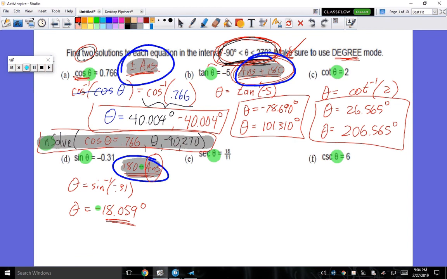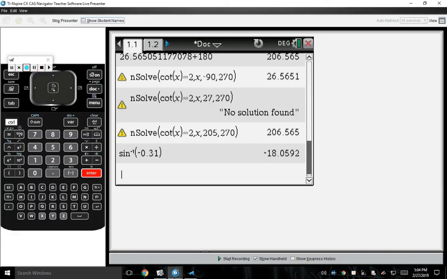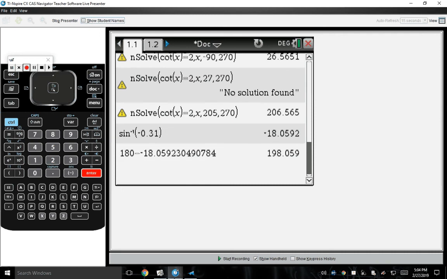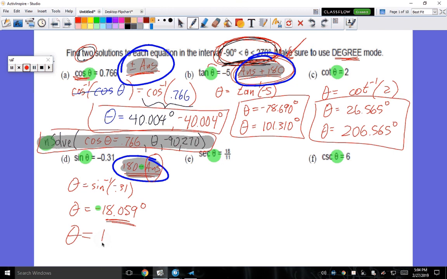So when we solve for the other one, here we go with the calculator, we're going to say 180 minus what we got up here. So I'll just go up there, click enter to copy it, and our new answer is 198.059. So 198.059 degrees, and those would be the two.